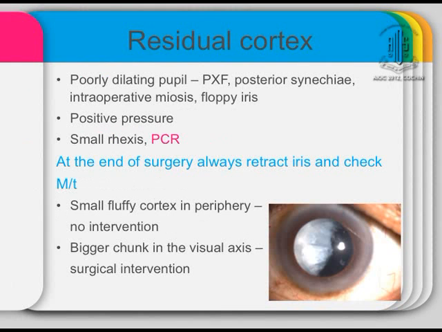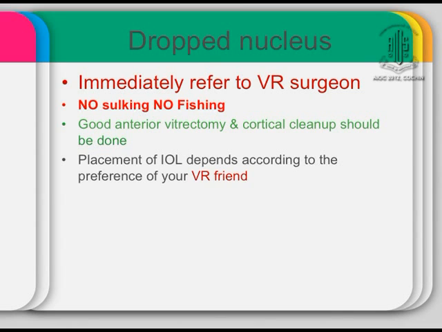Residual cortex is usually seen in poorly dilating pupil, positive pressure, small rhexis, and PCR. It is always wise to retract the iris and check at the end of the surgery for any residual cortex. If there is a small fluffy cortex in the periphery, no intervention is required. But if it's a bigger chunk in the visual axis, take for surgical intervention. Drop nucleus, refer to Dr. Usha or any other VR surgeon who is your neighbor.